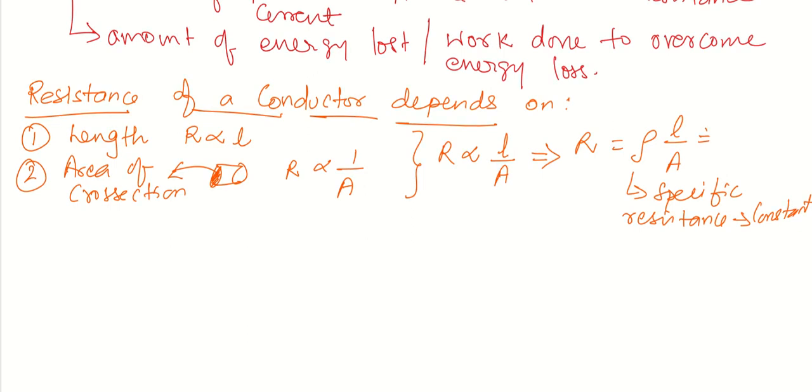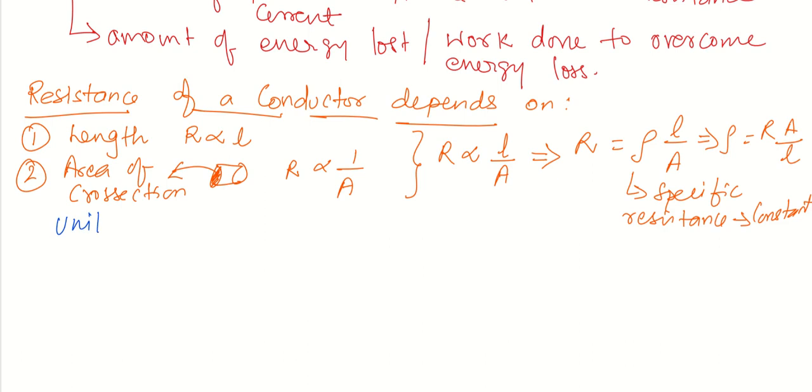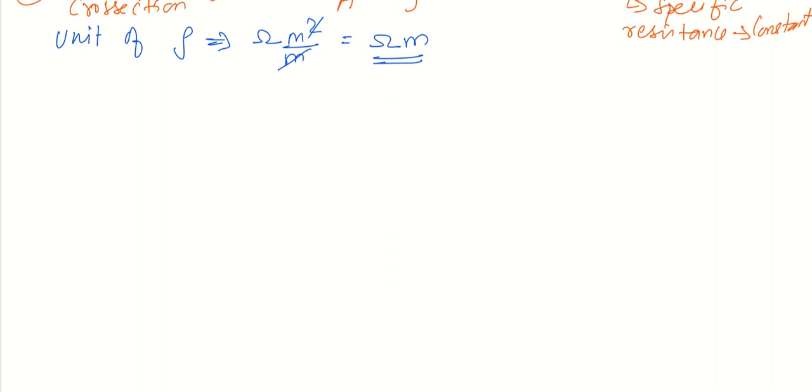So now if you see from here, your rho can be written as R A upon L. If I have to write the unit of this particular rho, the unit of rho will be equal to ohm meter square by meter, so it will be ohm meter. Okay, so there are two formulas now. One is this formula, this is for resistivity, and then you saw Ohm's law up, which was for resistance.